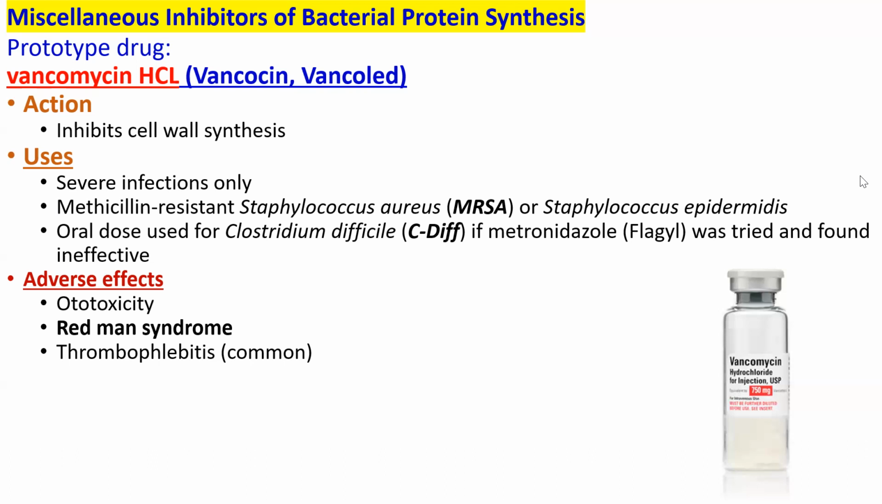and we usually prescribe oral vancomycin to treat C. diff. That's when metronidazole, which is Flagyl, is tried and we find it's ineffective. So when Flagyl or metronidazole is ineffective, then vancomycin will be the second choice for C. diff.